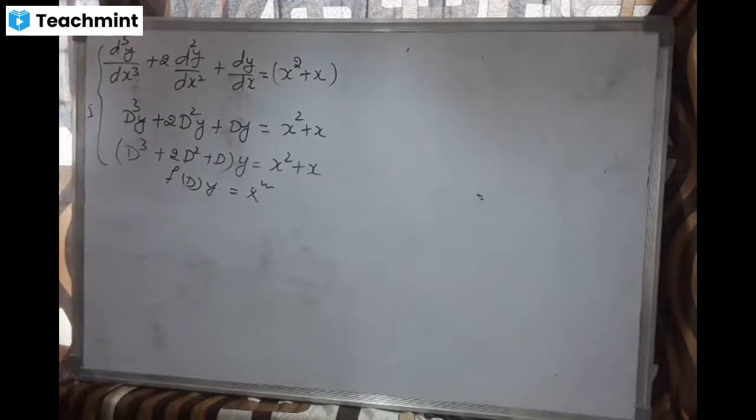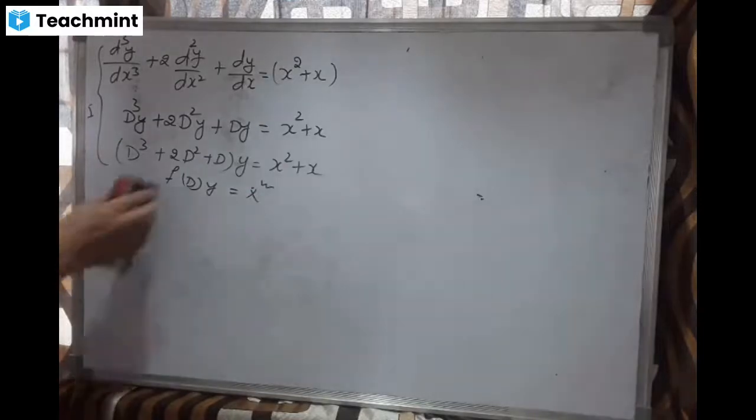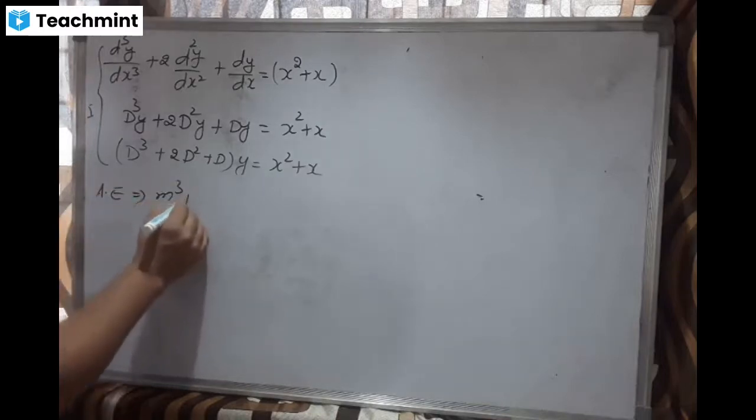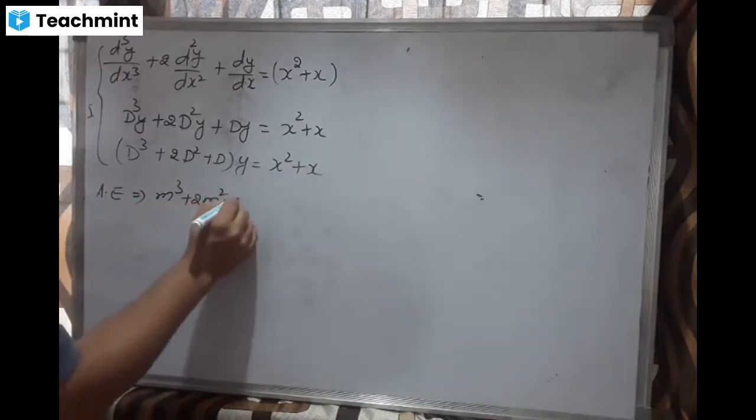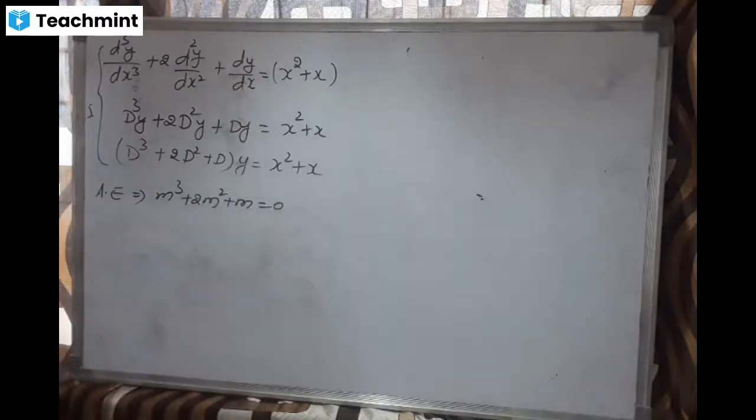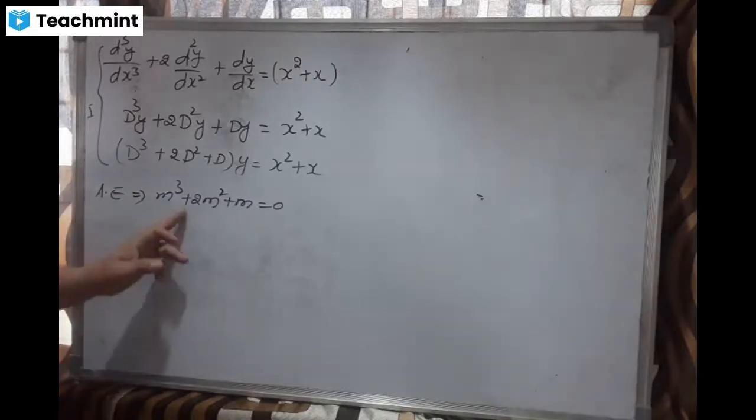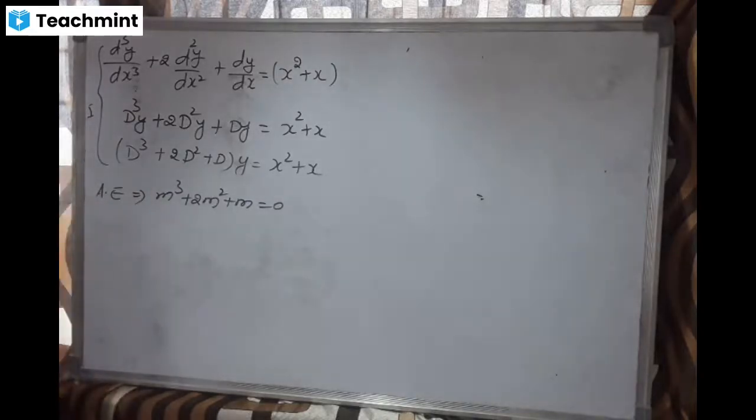Now, next stage. What we have to do in the next stage? I have to find my CF. To find the CF, I have to start with my auxiliary equation. So the auxiliary equation is given by m cube plus 2m square plus m is equal to 0. Right? So this is a cubic equation. So 3 roots will be there for this.